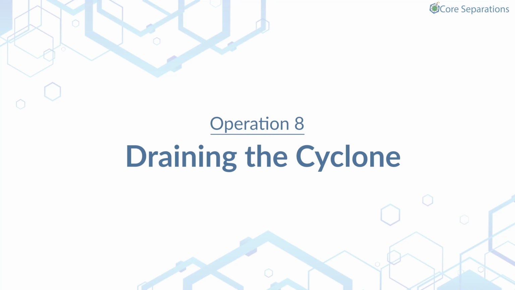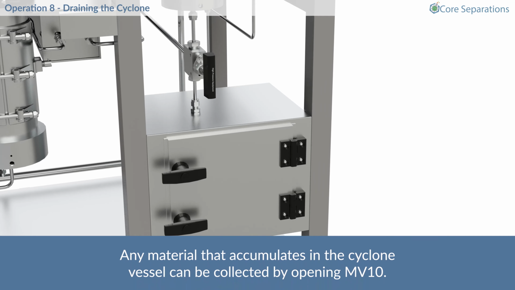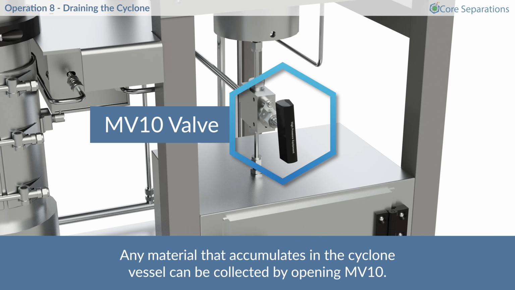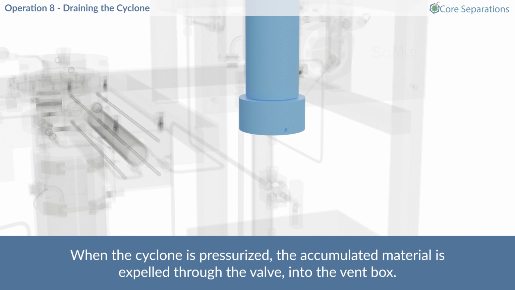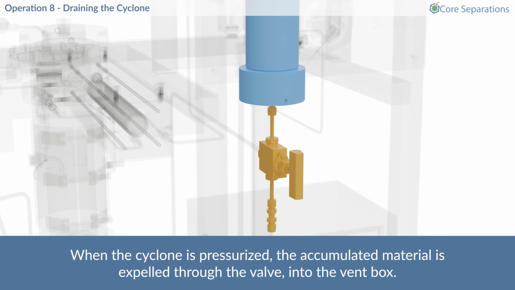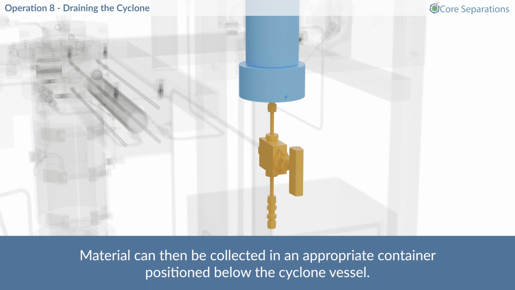Operation 8. Draining the cyclone. Any material that accumulates in the cyclone vessel can be collected by opening MV10. When the cyclone is pressurized, the accumulated material is expelled through the valve into the vent box. Material can then be collected in an appropriate container positioned below the cyclone vessel.